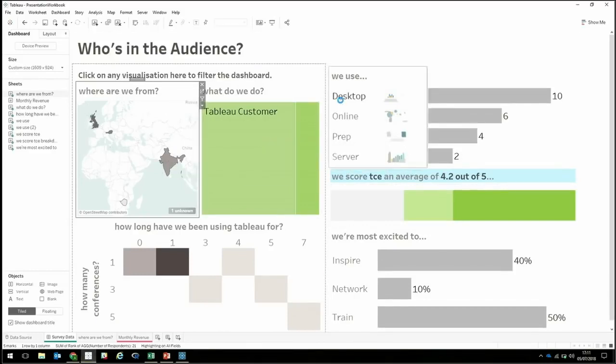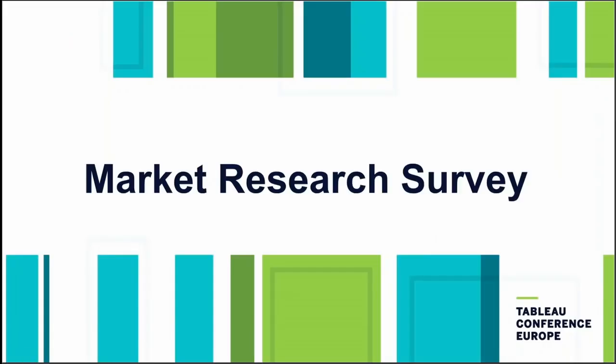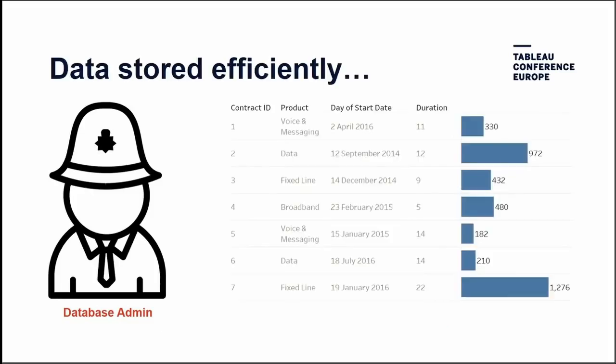Let me go ahead and save that, and then jump to my final example. So at the very beginning, I mentioned that we would be meeting 5 characters, but we'd only be doing 4 examples, which means we're going to end with a duel between these last 2 characters. We've got our database admin over on the left, and our rogue analyst on the right. Let's first start with the database admin.